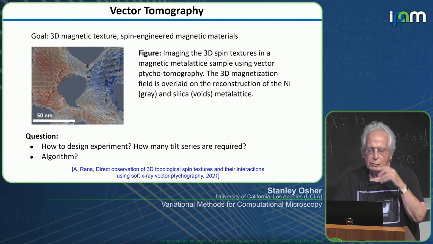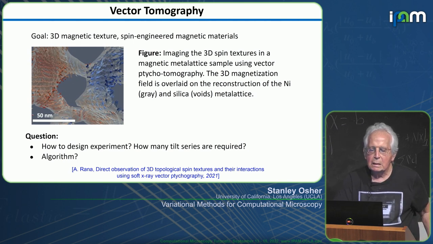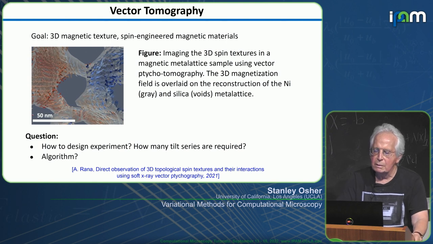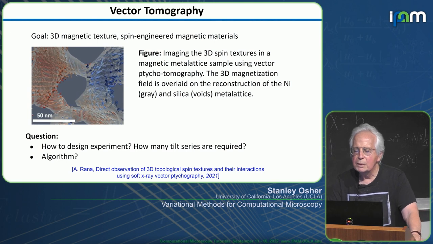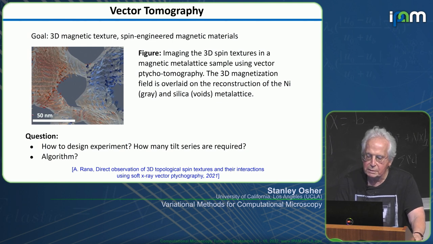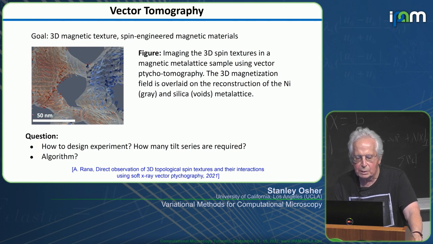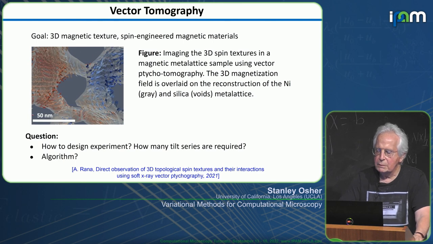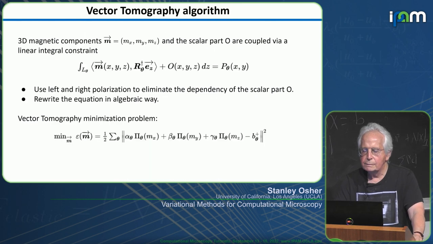Vector tomography. Here's a really original idea coming up. You have a 3D magnetic texture, spin engineered magnetic materials. You image the 3D spin textures in this metallotus sample using ptychographic tomography. And you overlay it on the nickel and silica. Silica is voids, metal ladders. How do you design the experiment? How many tilt series are required? And what's the algorithm? So be alert, a good algorithm's coming. Next.